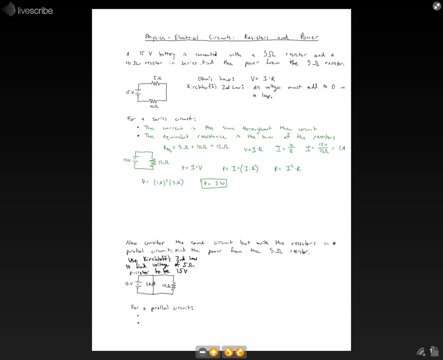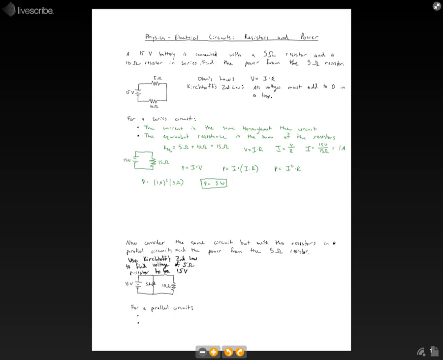Okay, so now let's go on to the next part of the problem. Now we're considering the same circuit but with the two resistors in parallel. And we want to find the power from the 5 ohm resistor still. So for this one, it's different because, like I said, it's parallel. You can obviously see that by how I've drawn it.